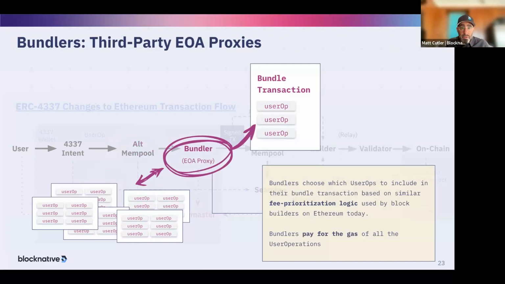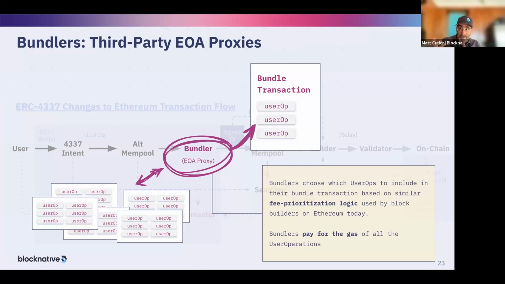Okay, moving on to the bundler. Bundlers are third-party EOA proxies. So there'll be third-party entities who operate them. In many ways, they look a lot like builders today. They're specialized entities. They're off-chain entities. They have a lot of compute. They have a lot of networking. They have a lot of storage. And they basically compete with each other to observe the alt-mempool and put together bundles.